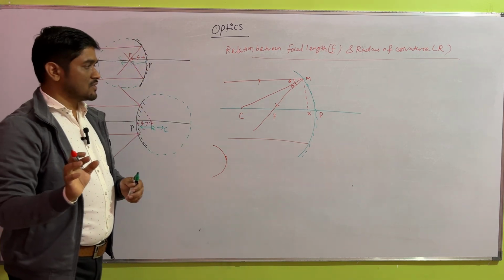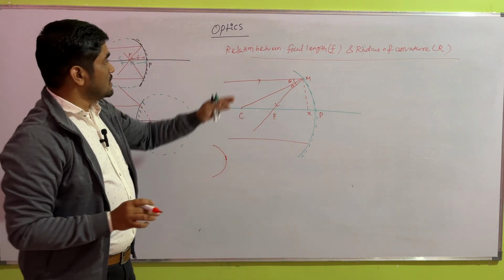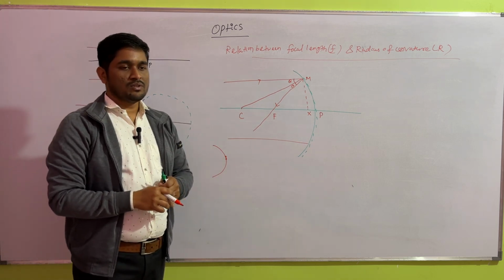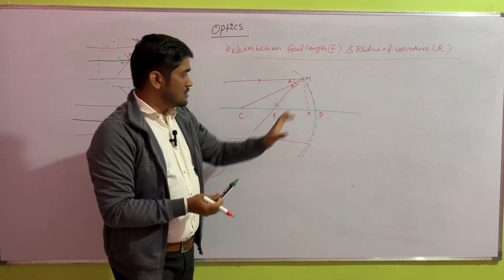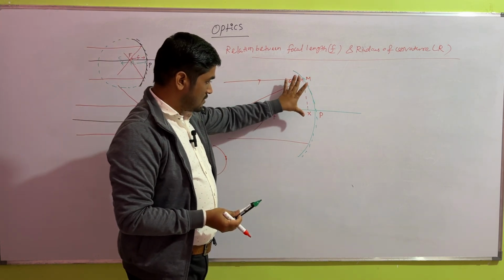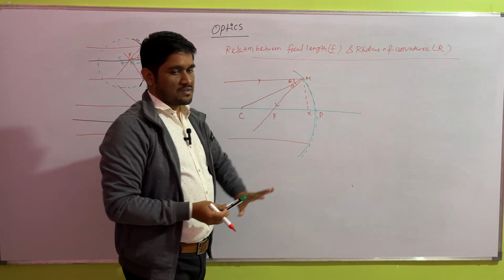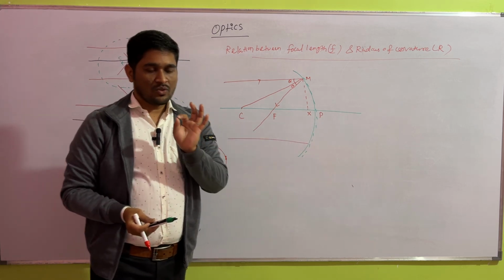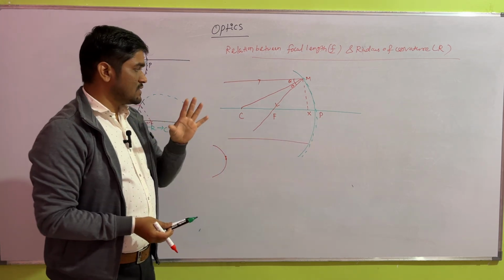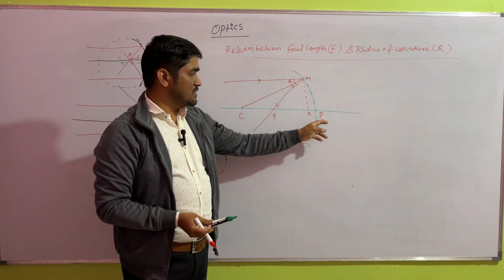That means for smaller aperture, in optics always use small aperture. For small aperture, this curved surface will be a plane surface. That means for smaller aperture, P and X will lie at a single point. X coincides with P.